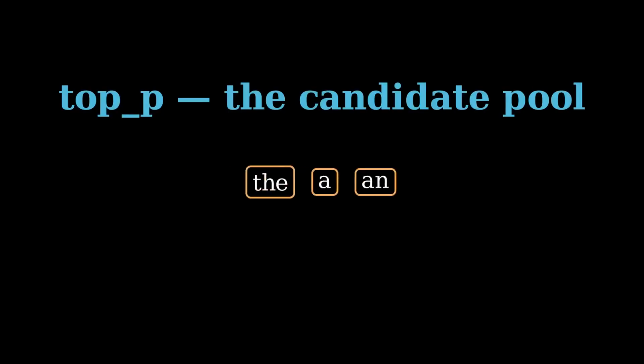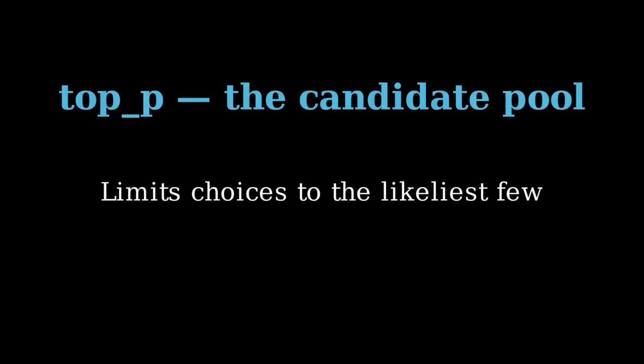Top P is a related knob. It limits the model's choices to the most likely words whose probabilities add up to P. Most people leave it near 0.9 and mainly adjust temperature. Good enough to know it's there.